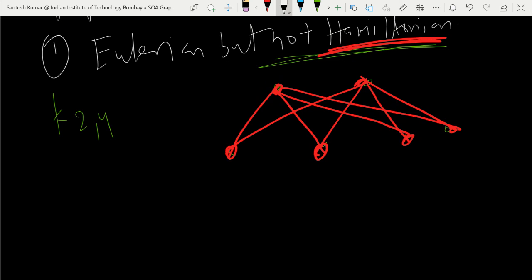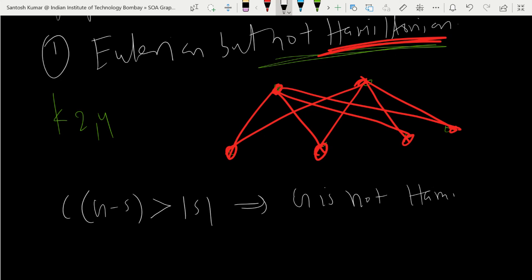So the first result was, if the number of components in G minus S is more than mod S, then G is not Hamiltonian, है ना? So you can think of this. So S you can select any one. So which one you want? So let me name the vertices A, B, X, Y, Z, W. So S we take A comma B.